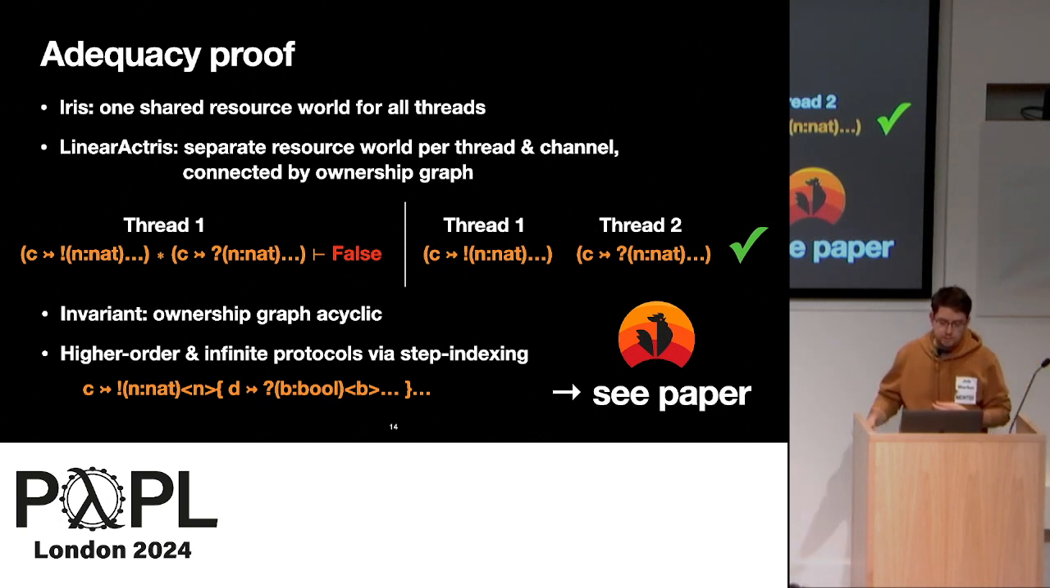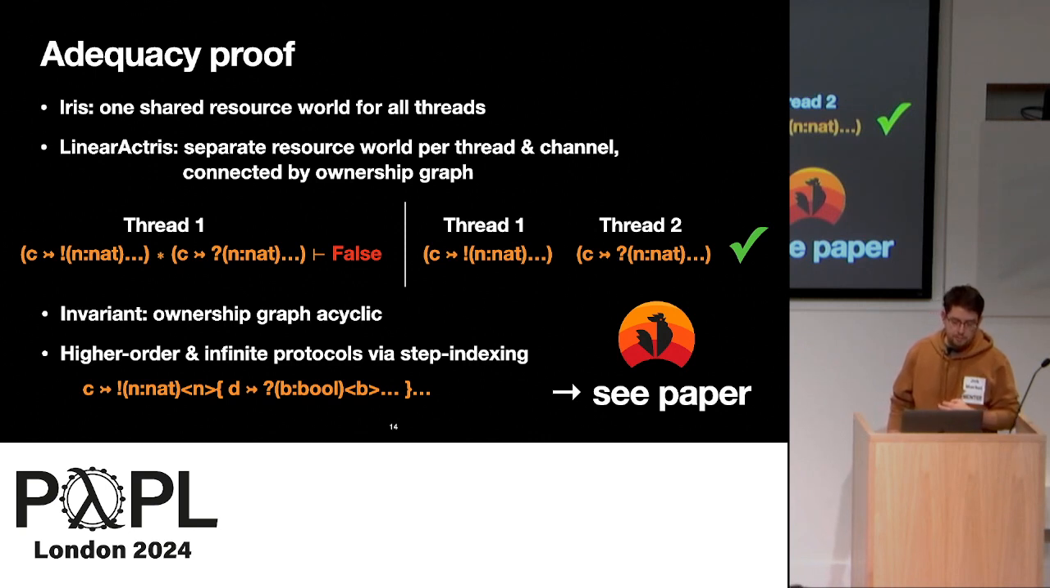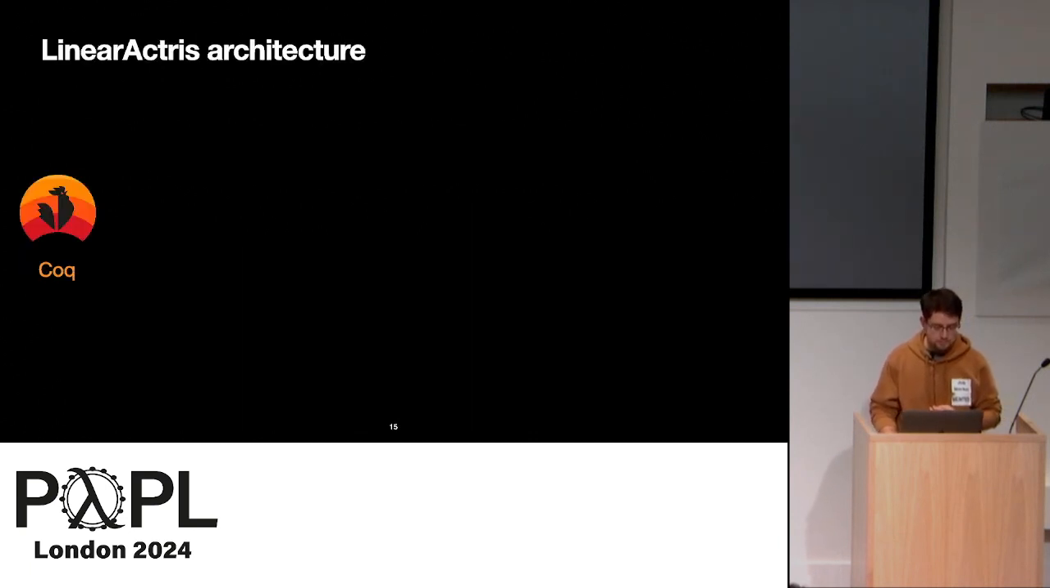And the invariant on this graph is that it is, in some sense, acyclic. In addition, to support higher order protocols, which means that we send channels over channels, and to support infinite protocols, our model here is based on step indexing, like Iris. But for the details, you have to look at the paper.